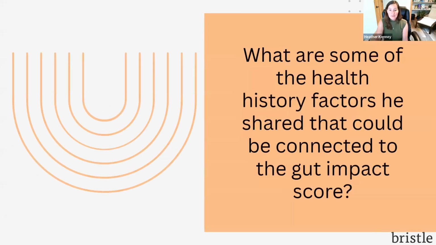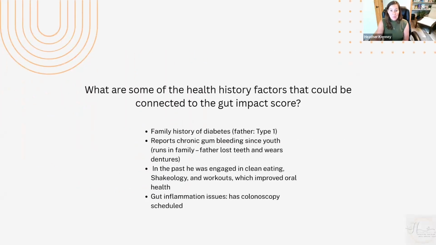So what are some of the health factors that he shared that could be connected to his gut impact score? Does anyone remember much about his health history? He had a couple big callouts on his health history information. One, his family history has diabetes, which oftentimes can be type 1, but type 2 is definitely tied to dysbiosis issues. But also chronic bleeding since he was a kid, so there could be some gut issues related to that, leaky gut, leaky gums.